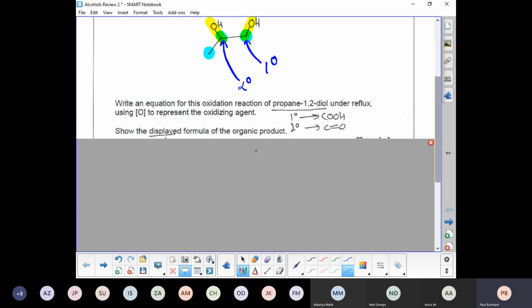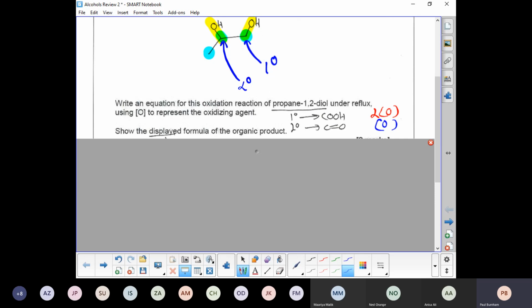The primary alcohol here is going to get oxidized all the way to a carboxylic acid. That oxidation step itself would require 2 moles of oxidizing agent. I would expect, if I look back in my notes, that that's what I would see: 2 moles of oxidizing agent needed to turn a primary alcohol into a carboxylic acid. The secondary alcohol is going to require 1 mole of oxidizing agent to go into a ketone. So I'm bearing that in mind when I begin to think about this balanced equation.